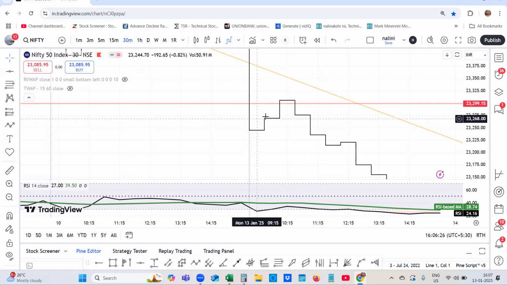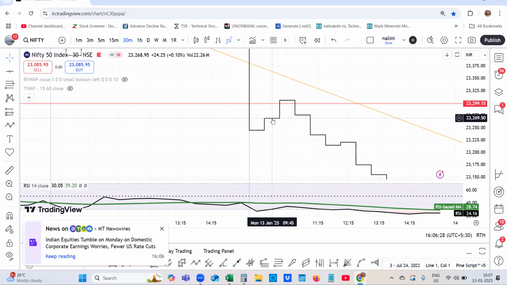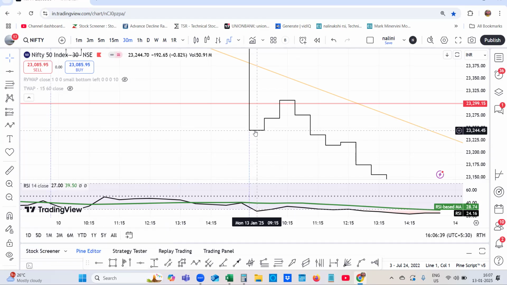Today's from here to here is a 30-minute candle. From here to here is a 30-minute candle. This is the first 30-minute candle. It is not showing the low. Actually, it made a low of 23,172 because it is coded for closing price. Closing of the 30-minute candle.